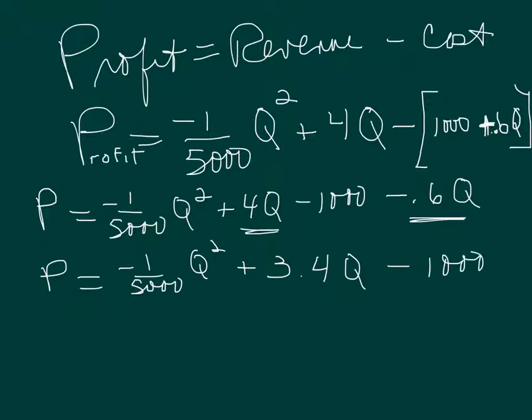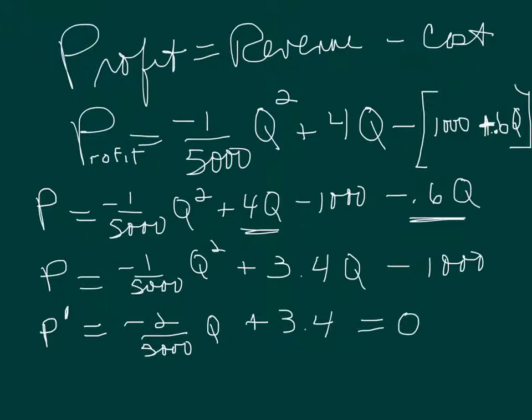In order to maximize profit, I want to know where this equation, and it's a quadratic, has a slope of 0. It has a slope of 0 where P prime equals 0. So let's take the first derivative. So we get -2 over 5,000 Q plus 3.4. We're going to set that equal to 0, and we're going to solve that. On the next page, I'll do that.